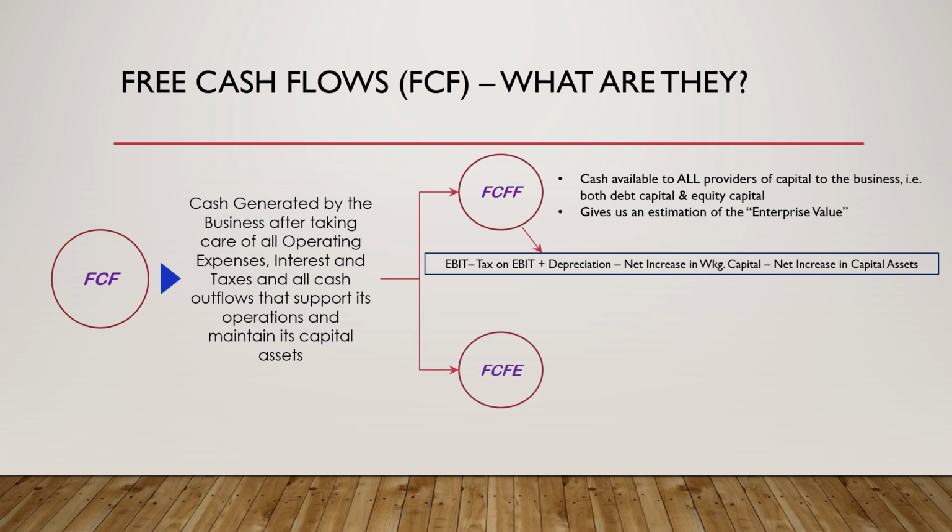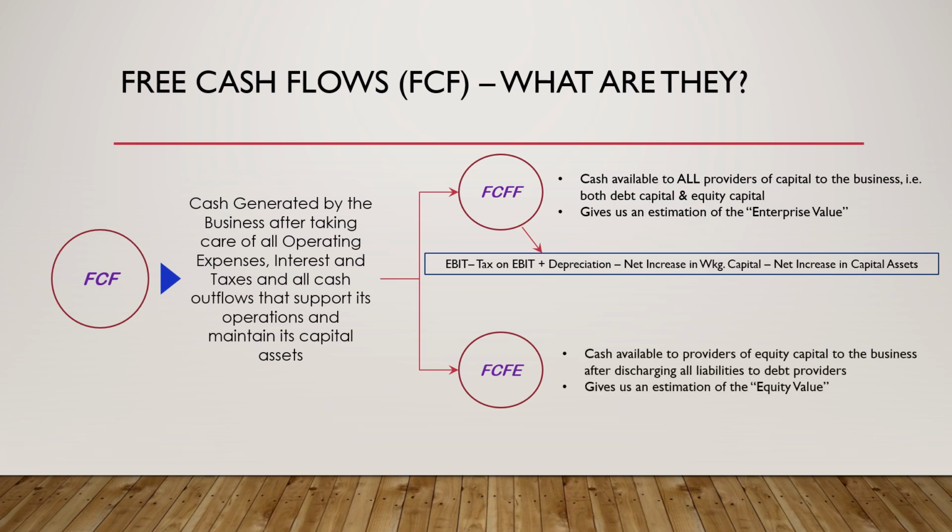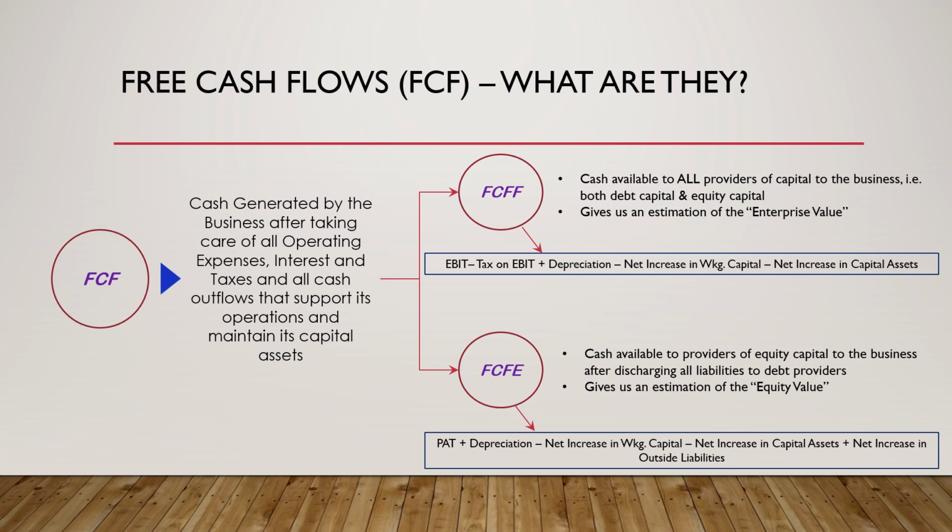The second kind of free cash flow that we usually deploy for DCF models is the free cash flow to equity, which is a measure of how much cash is available to the equity shareholders of a company after all expenses, reinvestment, and debt are paid. And the formula for FCFE is profit after taxes, add depreciation, less net increase in working capital, less net increase in capital assets, add net increase in outside liabilities.